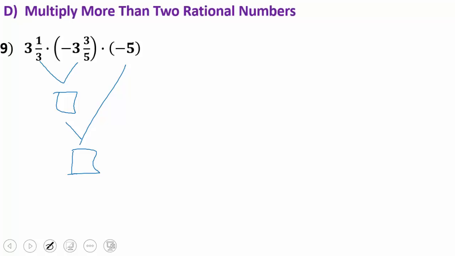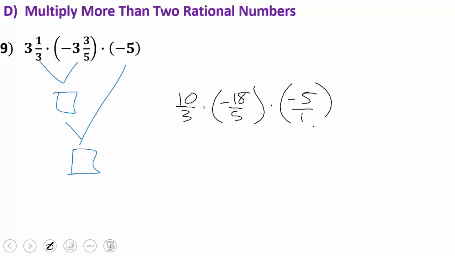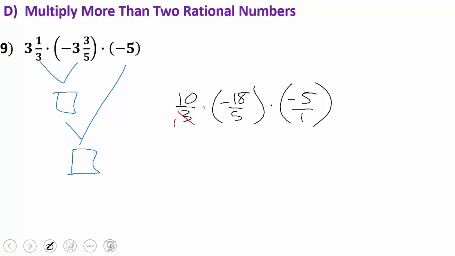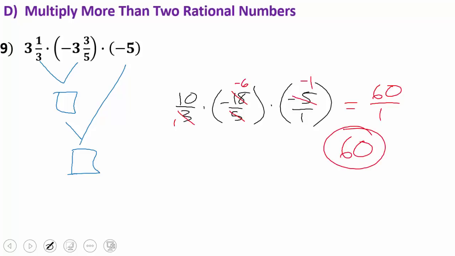First thing is improper, so we get 10/3 times a negative 18/5 times a negative 5/1. And now we're going to simplify in a few places. 3 does go into 3 once, and it goes into 18 6 times. And 5 goes into negative 5 1 time. And so now 10 times a negative 6 is negative 60, times a negative 1 is positive 60. And 1 times 1 times 1 is going to give me 1. So my final answer is 60.